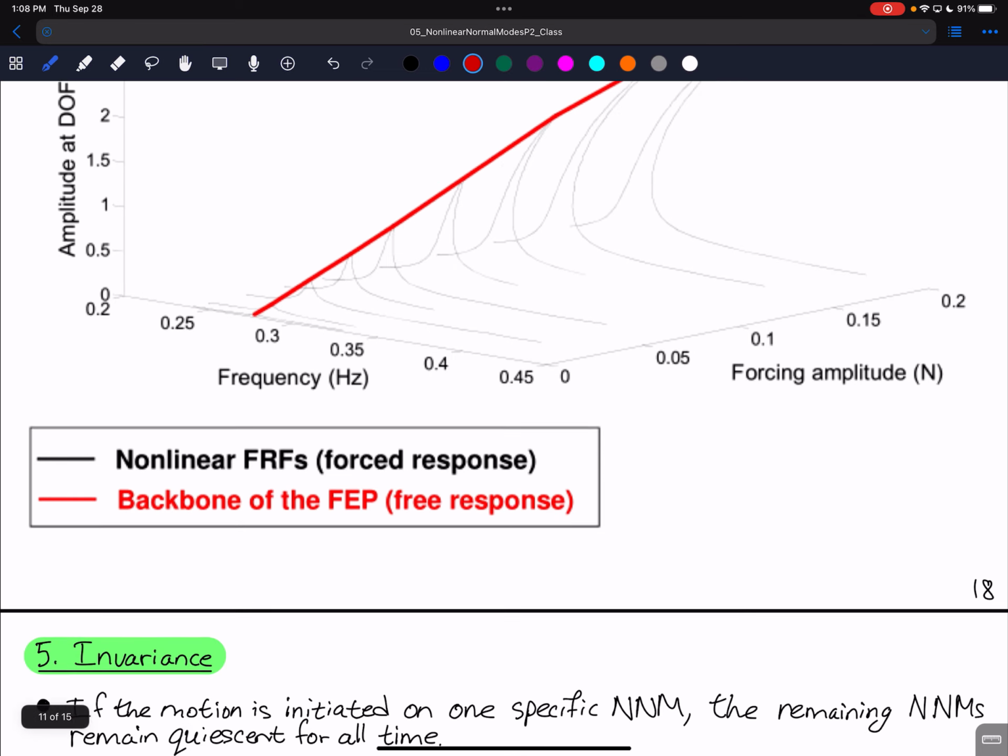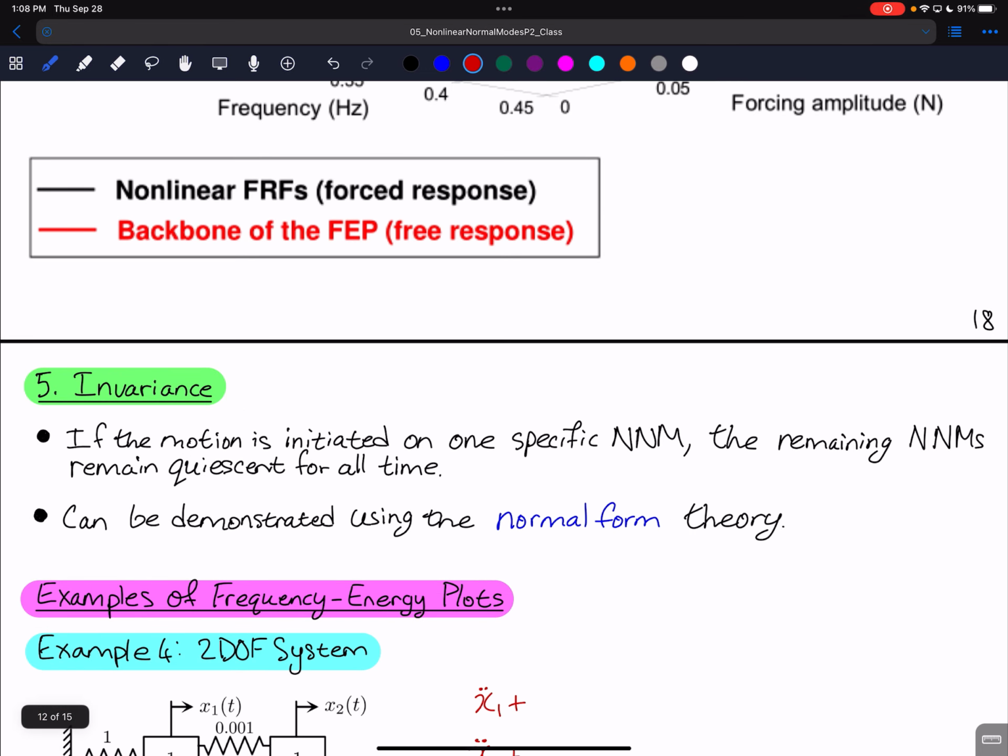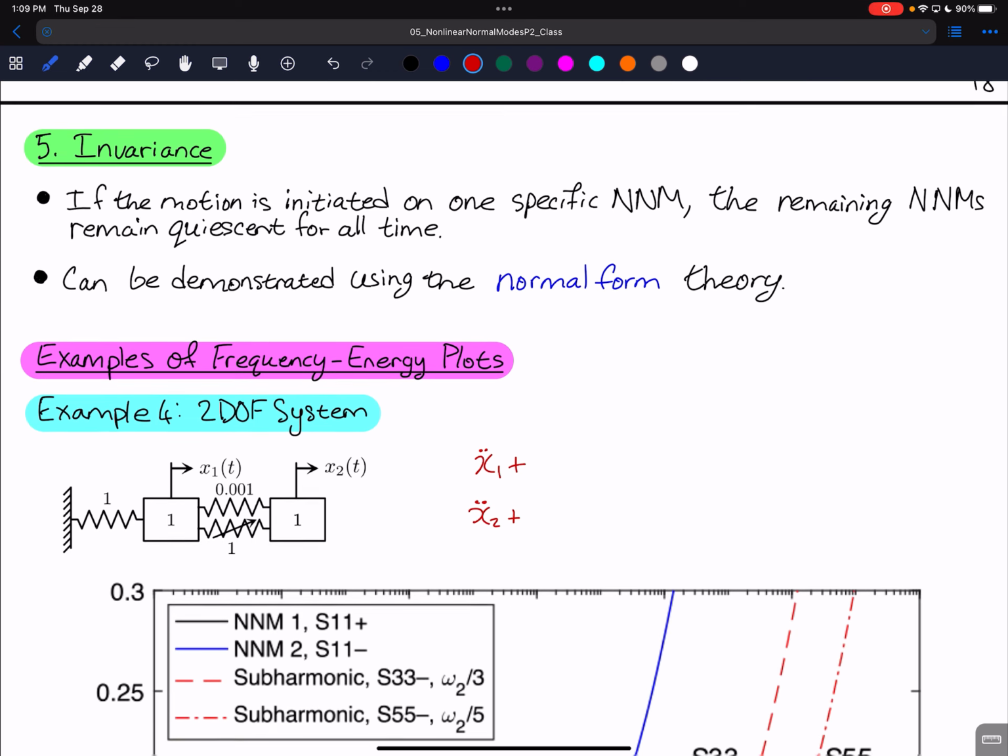Okay, we got one more property, which I'm just going to state right here. These nonlinear normal modes are invariant. That means that if you initiate the motion on a specific NNM, the remaining NNMs will remain quiescent for all times. Again, thinking of without damping here, if you excite only a single NNM, then all the other ones don't respond at all for all time. We're not going to go through the analysis of that, but you can demonstrate it using what's known as the normal form theory.